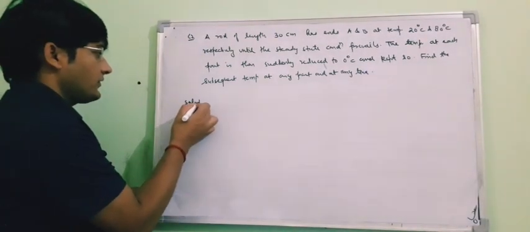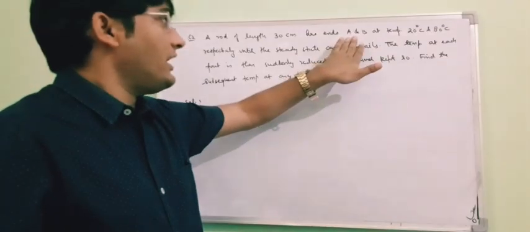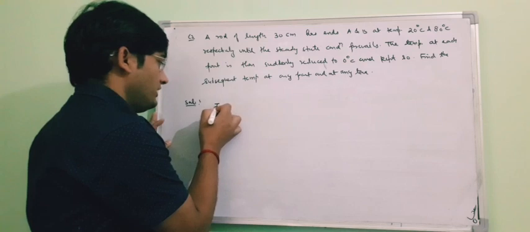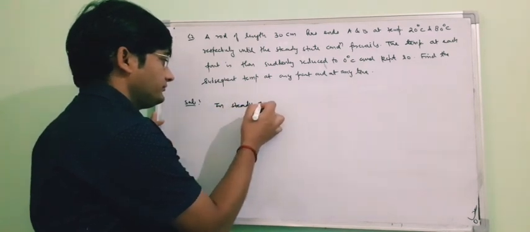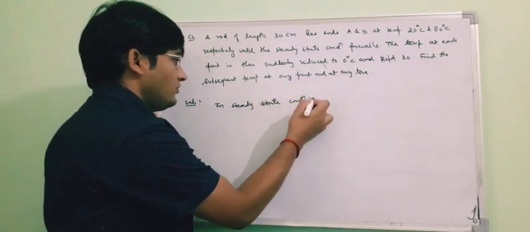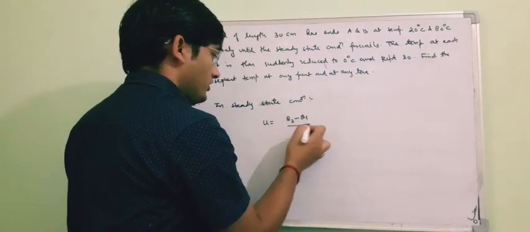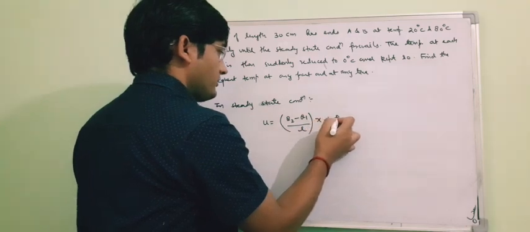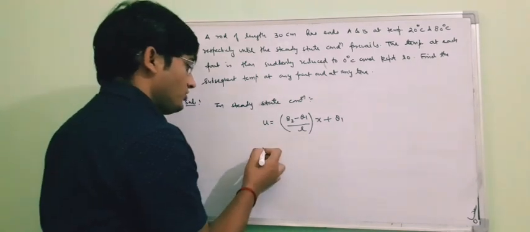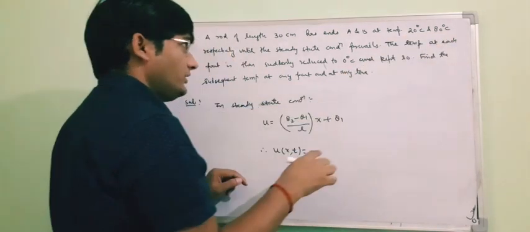Solution. Here you can see that the rod has length 30 centimeter and temperature at A and B is 20 degrees centigrade and 80 degrees centigrade respectively. So in steady state condition, we know that our U is (θ2 minus θ1) upon L into x plus θ1. So this is your temperature in steady state condition. So therefore here your U(x,0) will be θ2 is 80 degrees centigrade minus θ1 that is 20.